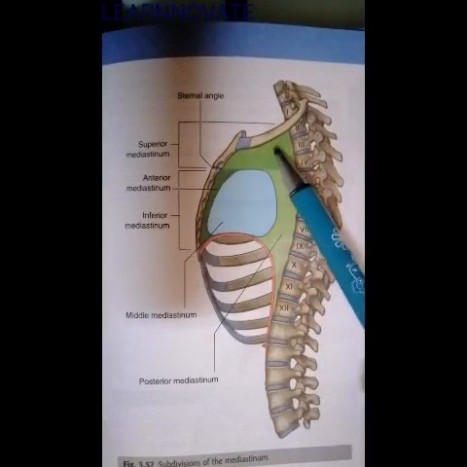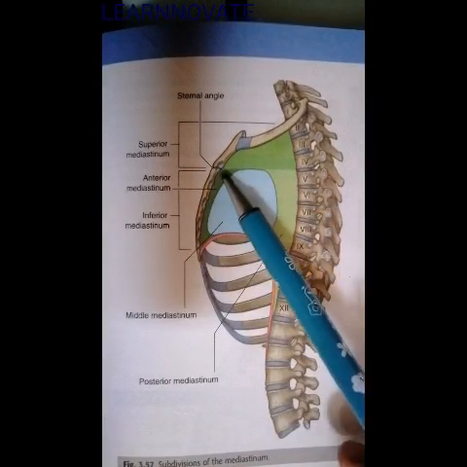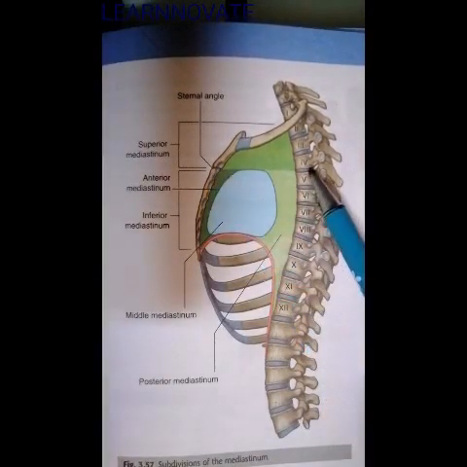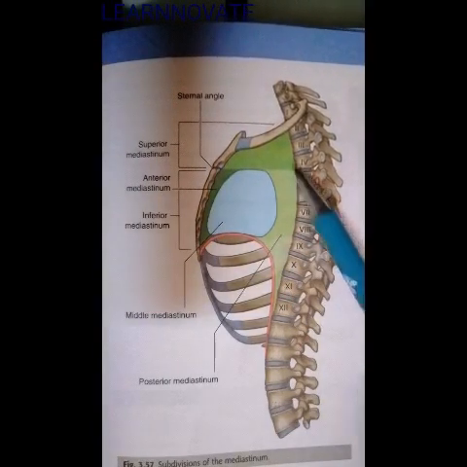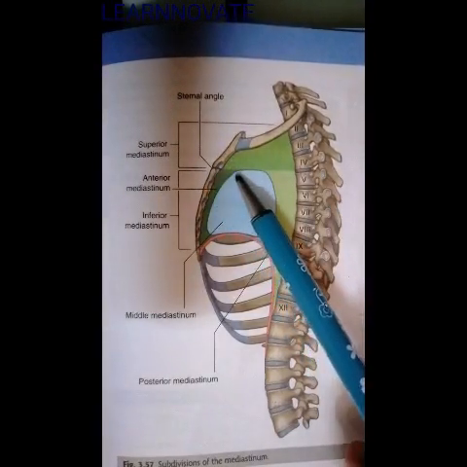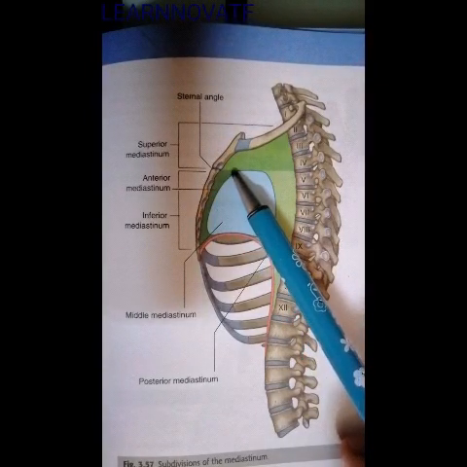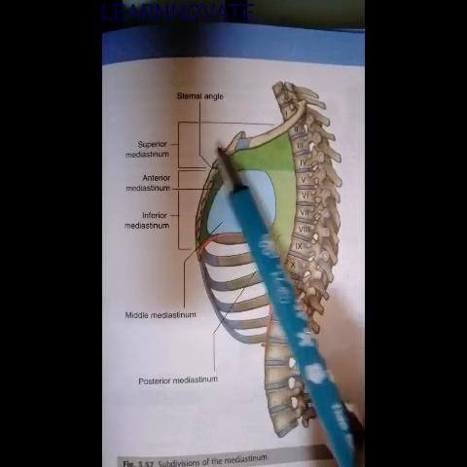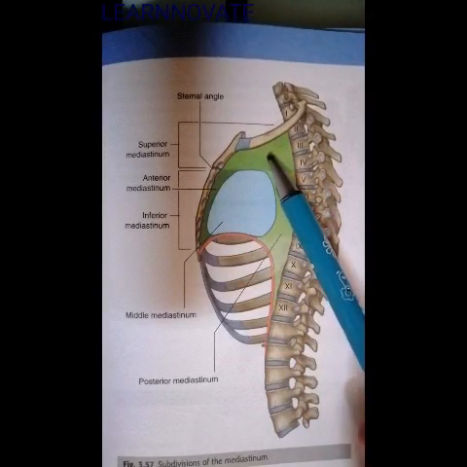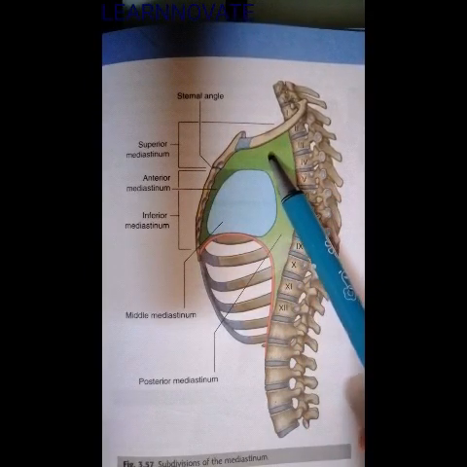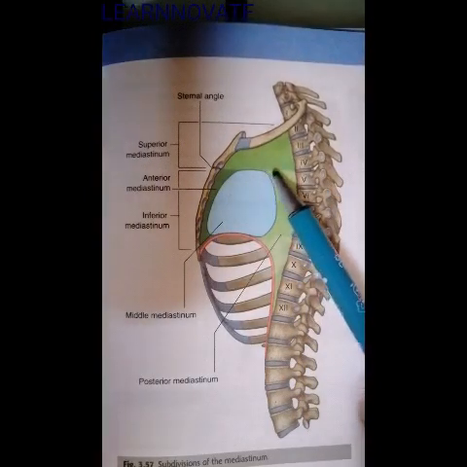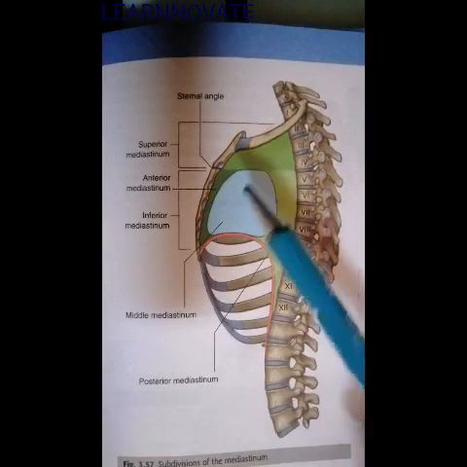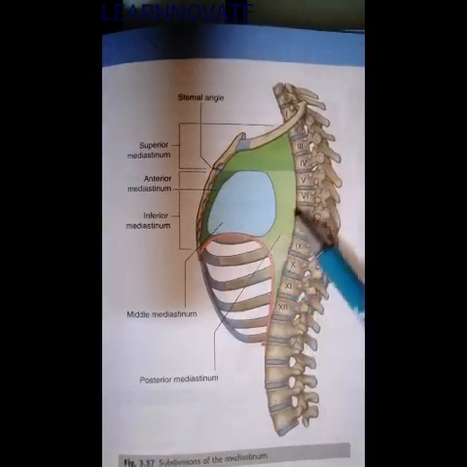The mediastinum is divided by an imaginary line starting from the manubrium of the sternum to the intervertebral disc between the T4 and T5 vertebrae. This line is called the transverse thoracic plane, also called the sternal angle. That is the major angle for the division into two cavities formed by division through the sternal angle. The cavity superior to the sternal angle is called the superior mediastinum, and the one inferior to the sternal angle is the inferior mediastinum.